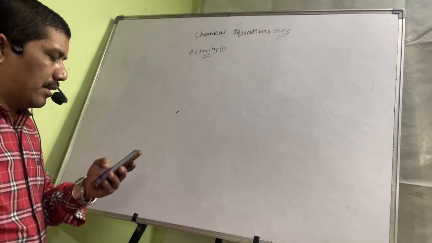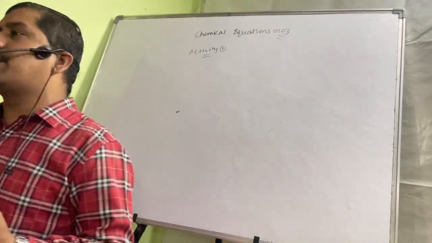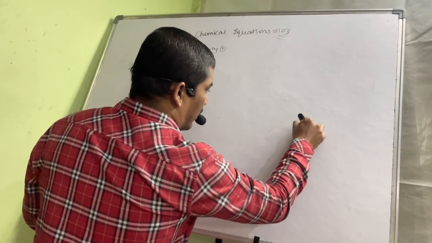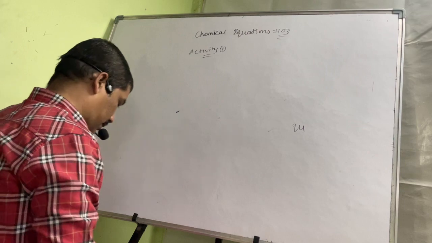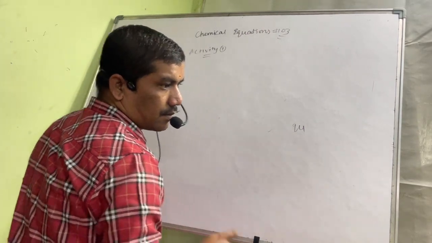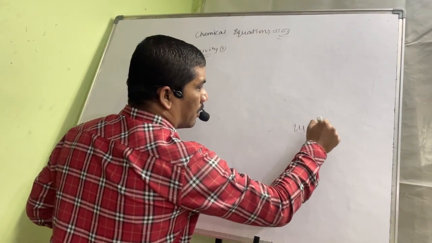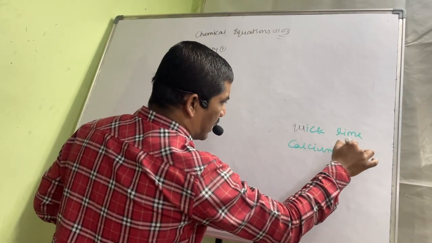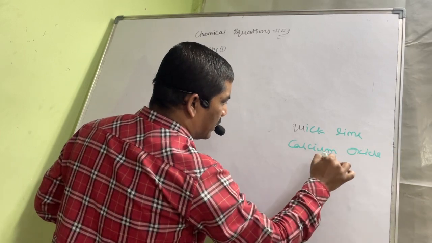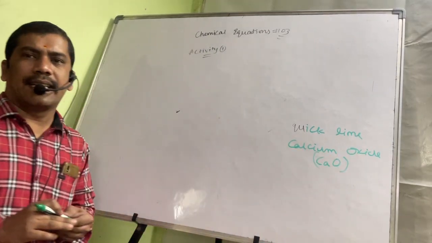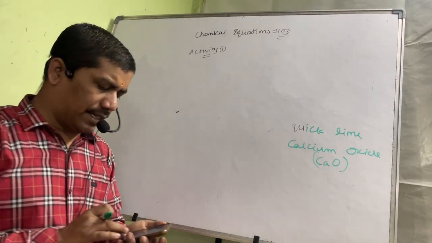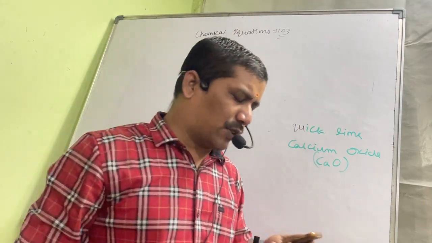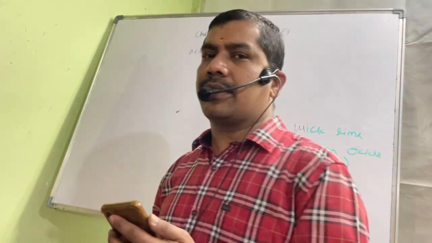Take a quick lime, that is calcium oxide. What is meant by quick lime? Write it down. Quick lime is nothing but calcium oxide. The formula will be CaO. Right. So you have to take quick lime in one of the beakers. And after taking quick lime, you have to add some 10 ml of water.